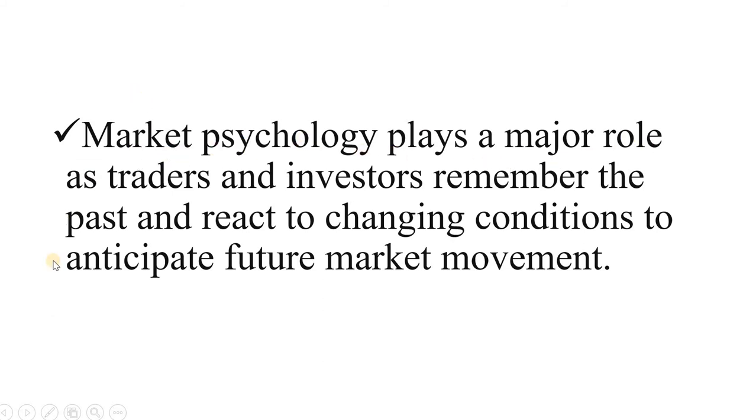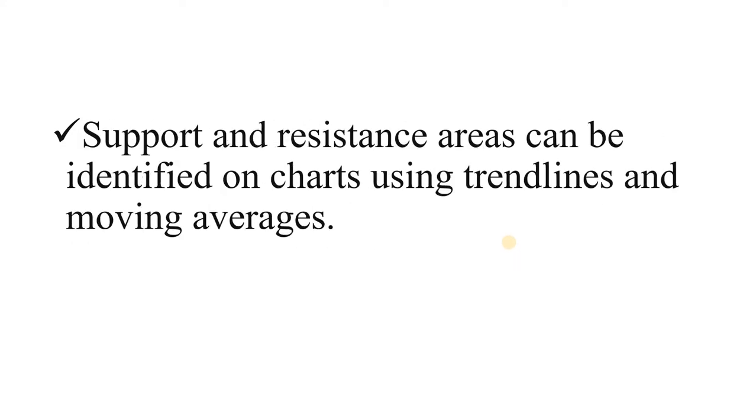Then we also have market psychology, which plays a major role as traders and investors remember the past and react to changing conditions in anticipation of future market movement. So these areas that we are calling support and resistance, traders identify where price hits and then returns, and they tend to trade based on these conditions. They anticipate that in the future when price reaches these zones, it will react or return, or there will be a pullback. Okay, so that is one of the key takeaways.